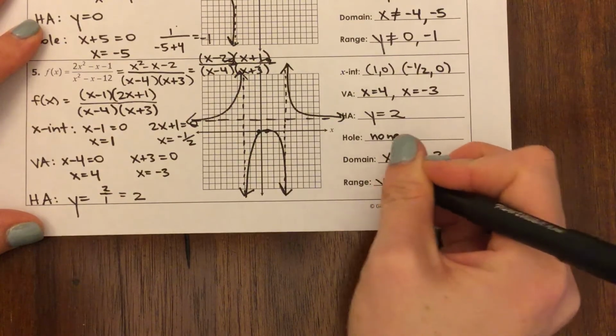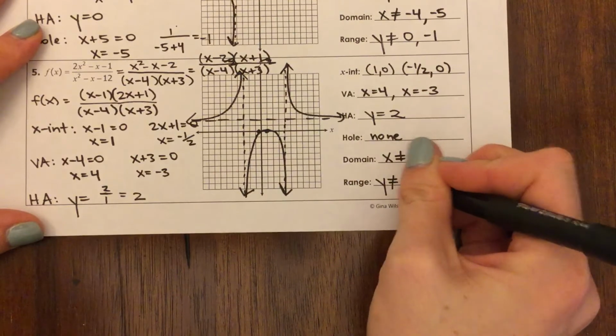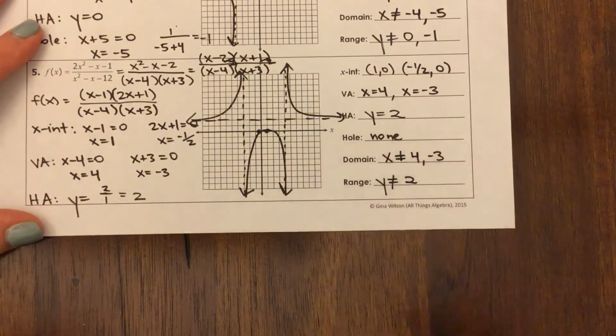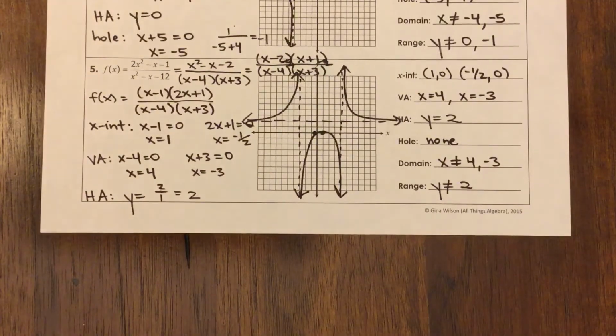And the range can be anything but the values of the horizontal asymptote, and then any values in the hole, which is nothing. So those are all of our characteristics for number 5.